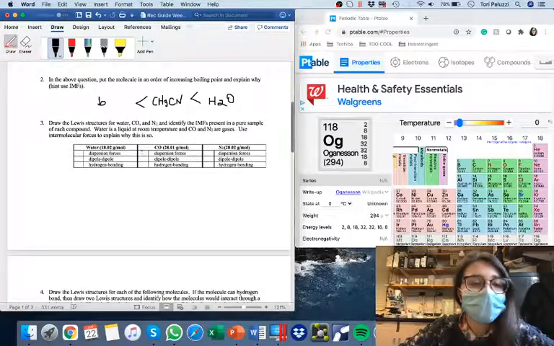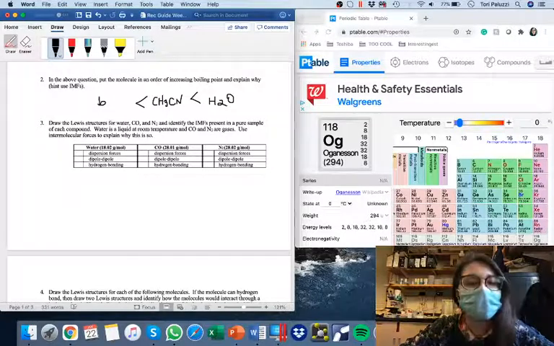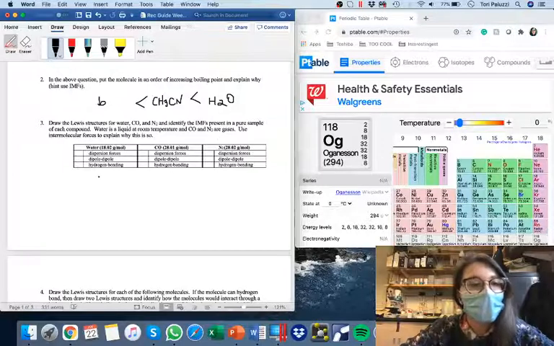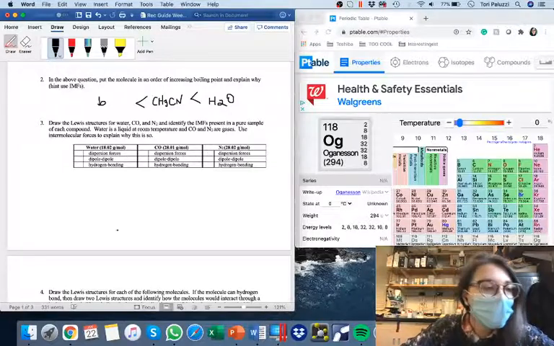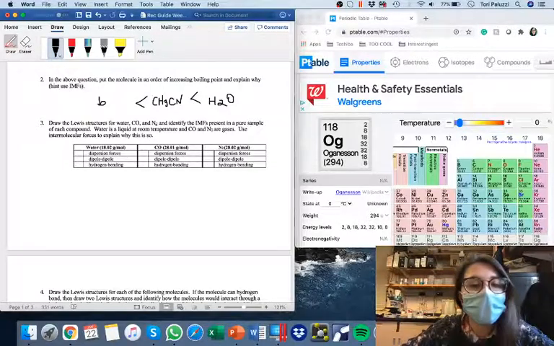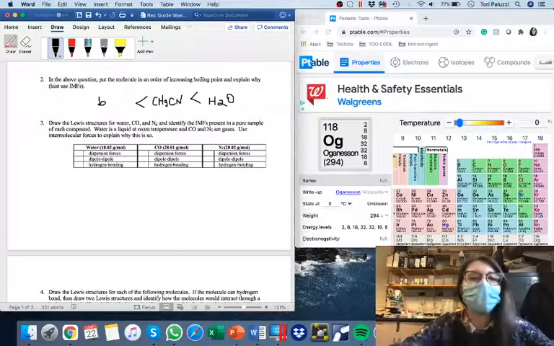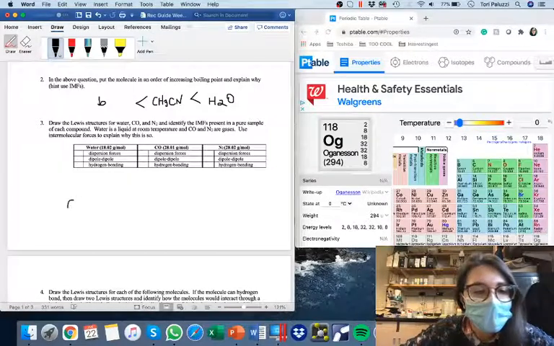It says draw the Lewis structures for water, carbon monoxide, and nitrogen gas, and identify the IMFs present. Then it says water is a liquid, and explain why the other two are gases. So I'm only going to draw CO and N2. Again, we went over water in the last one, so I don't want to redo it. Just go back and watch recitation 1.